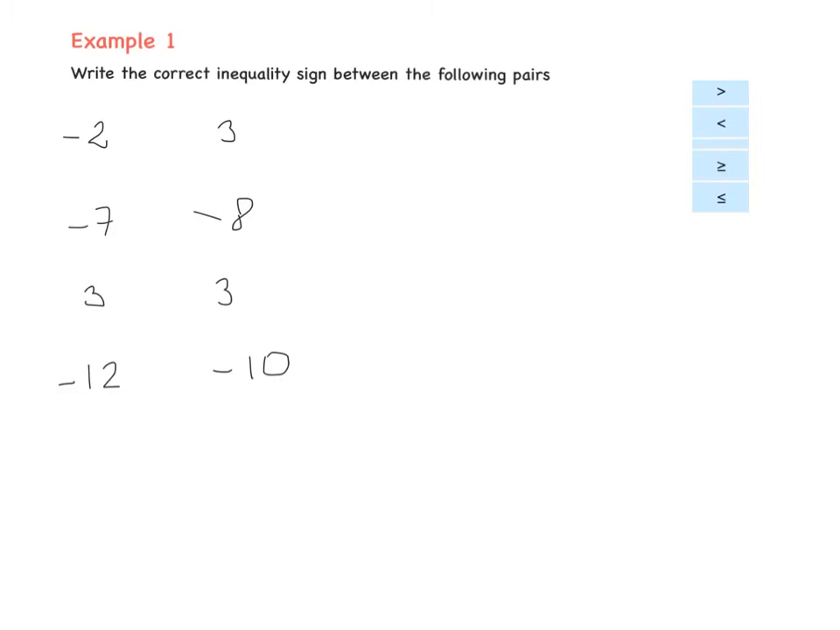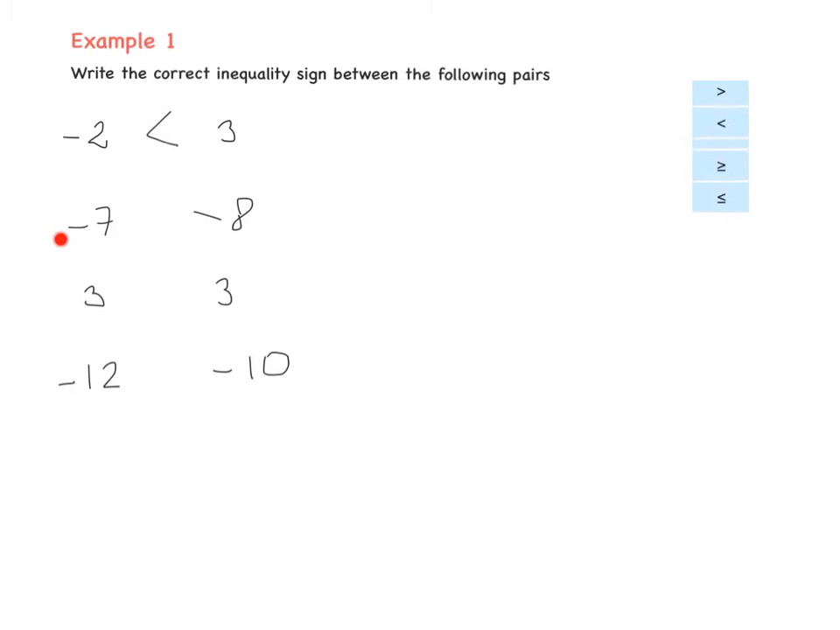Okay, so there we have the first example. So write down the correct inequality sign between the following numbers, okay? So look at the first one. We have -2 and 3. And as you know, positive is always bigger than negative, greater than, okay? So it's easy to fill it in. There you go.